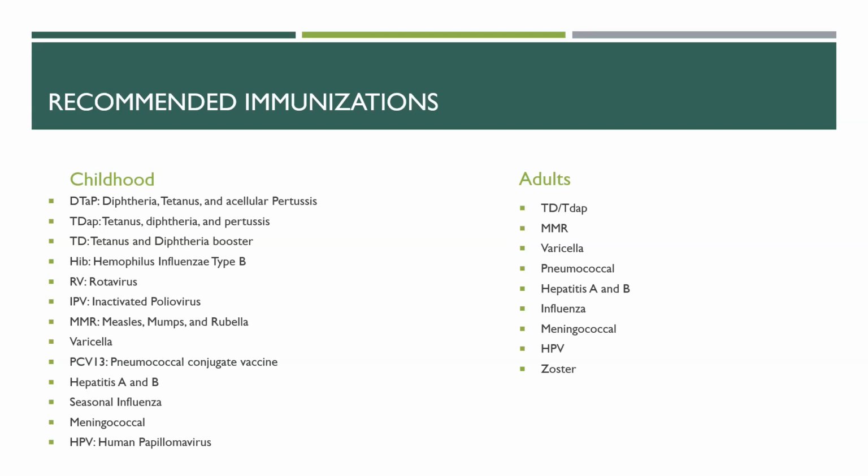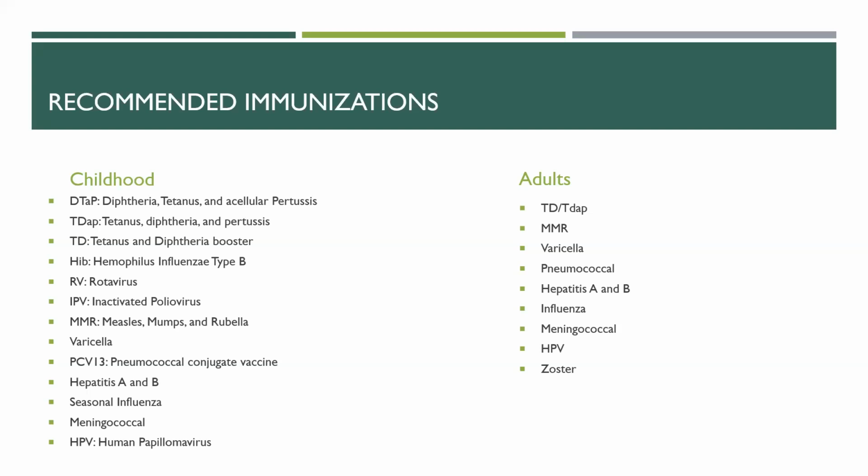IPV is for inactivated polio virus. The MMR is for measles, mumps, and rubella. Varicella. PCV13 for pneumococcal conjugate vaccines. Hepatitis A and B, seasonal influenza vaccines, meningococcal vaccines, and HPV, which is for the human papillomavirus, also called the Gardasil shot.